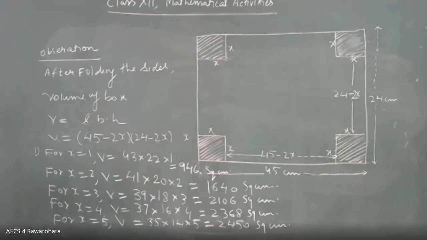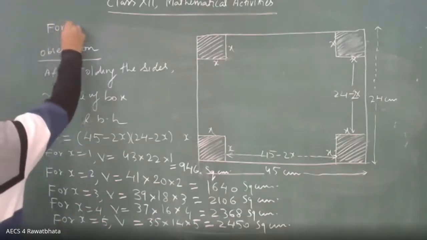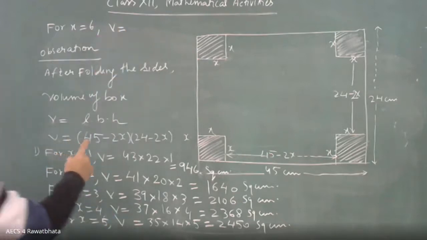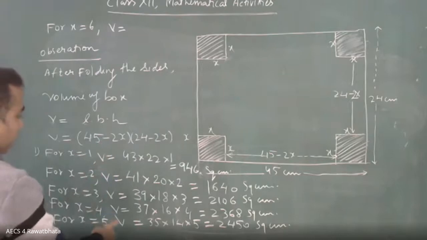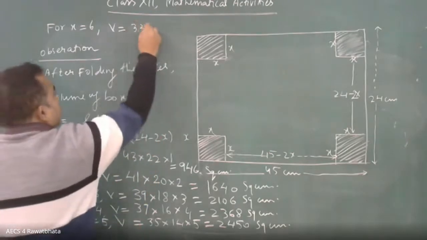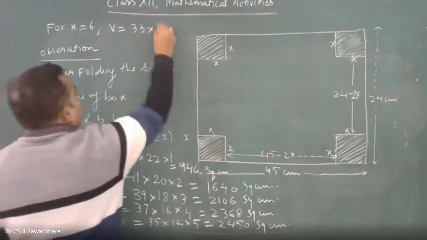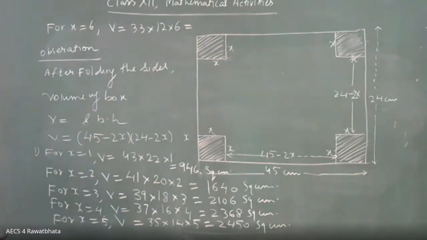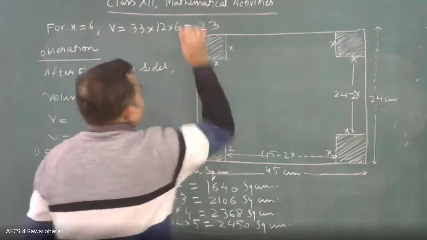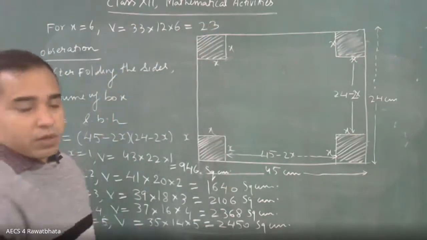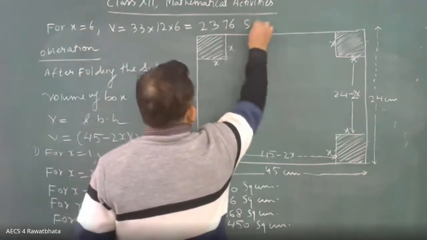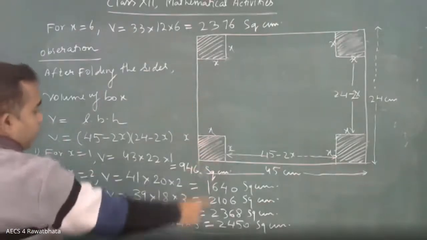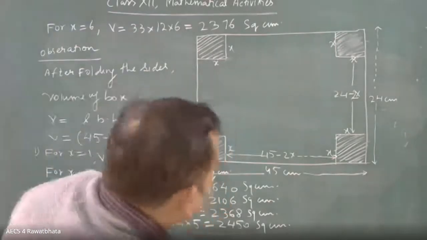Let's calculate for x equal to 6. For x equal to 6, V equal to, this is going to be 6 twos are 12, 45 minus 12, it will be 33 into 12 into 6 equal to how much will it be? 2376 square centimeter. Okay, this is less than before, this one is more, so look for where I am getting the maximum.